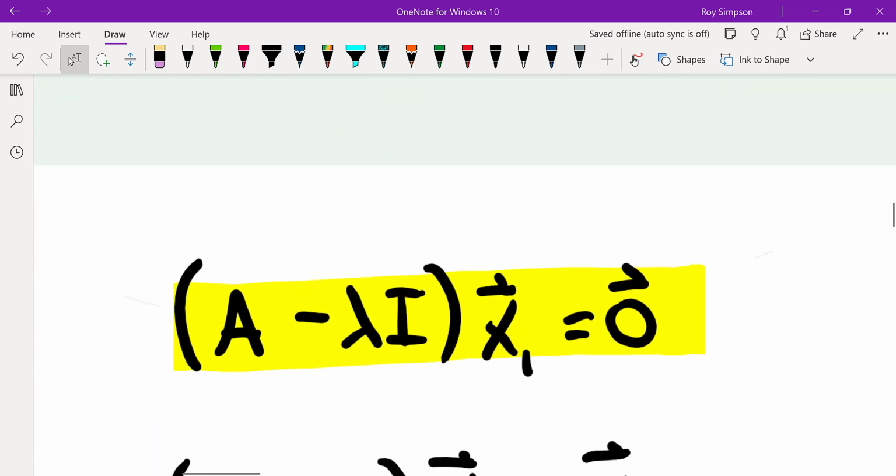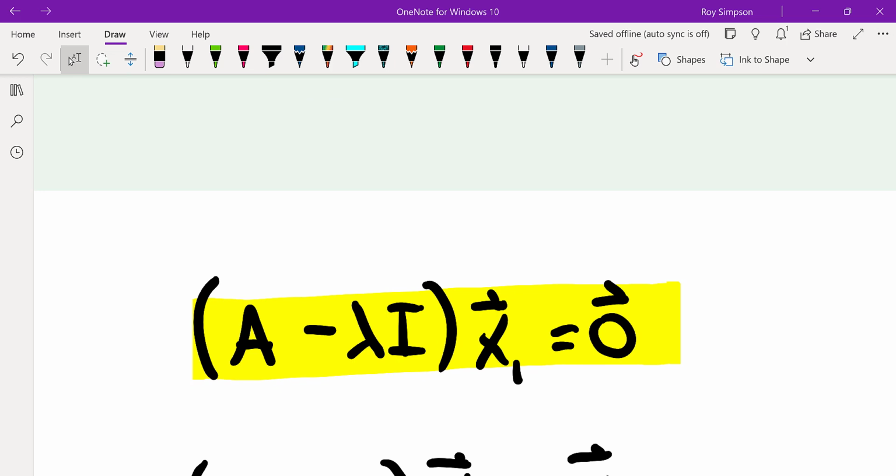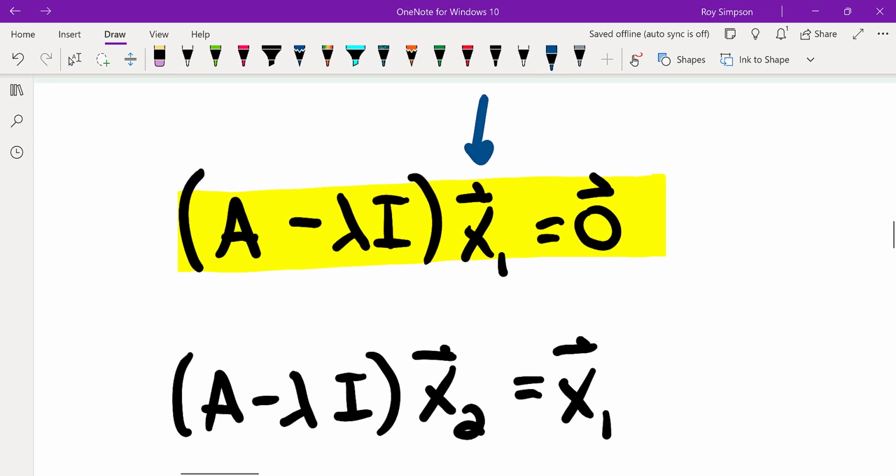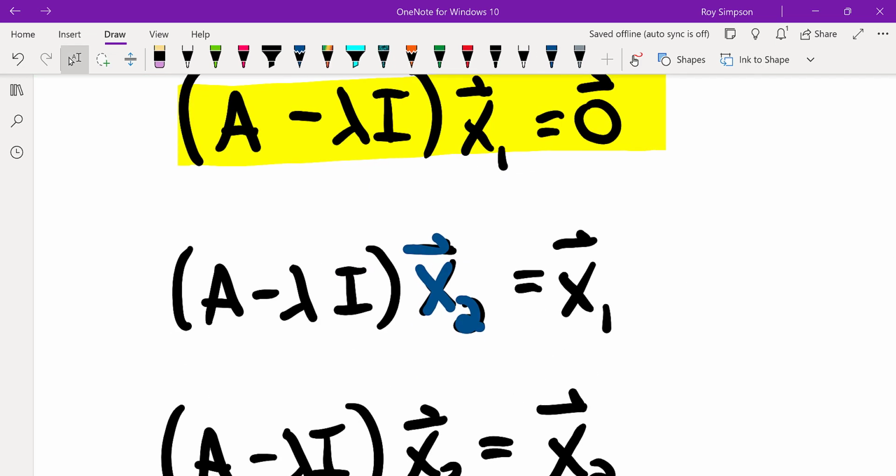When you found x sub 1, it was because you solved A minus lambda I times x sub 1 is equal to 0. You solved that and found your eigenvector. This was using your eigenvalue from your characteristic equation. But once you get that, you can actually continue forward and say, well, what would this vector right here, x sub 2, be if instead of having 0 on the right-hand side, I have x sub 1 on the right-hand side? And then when you solve that, you get some vector we'll call x sub 2.